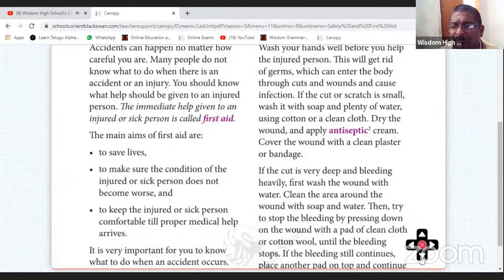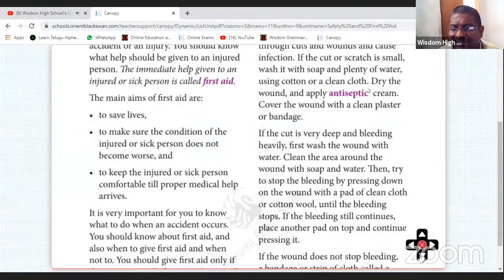If the bleeding still continues, what do you do? You have to place another pad on top and continue pressing it. This is most important, dear children, concentrate here.